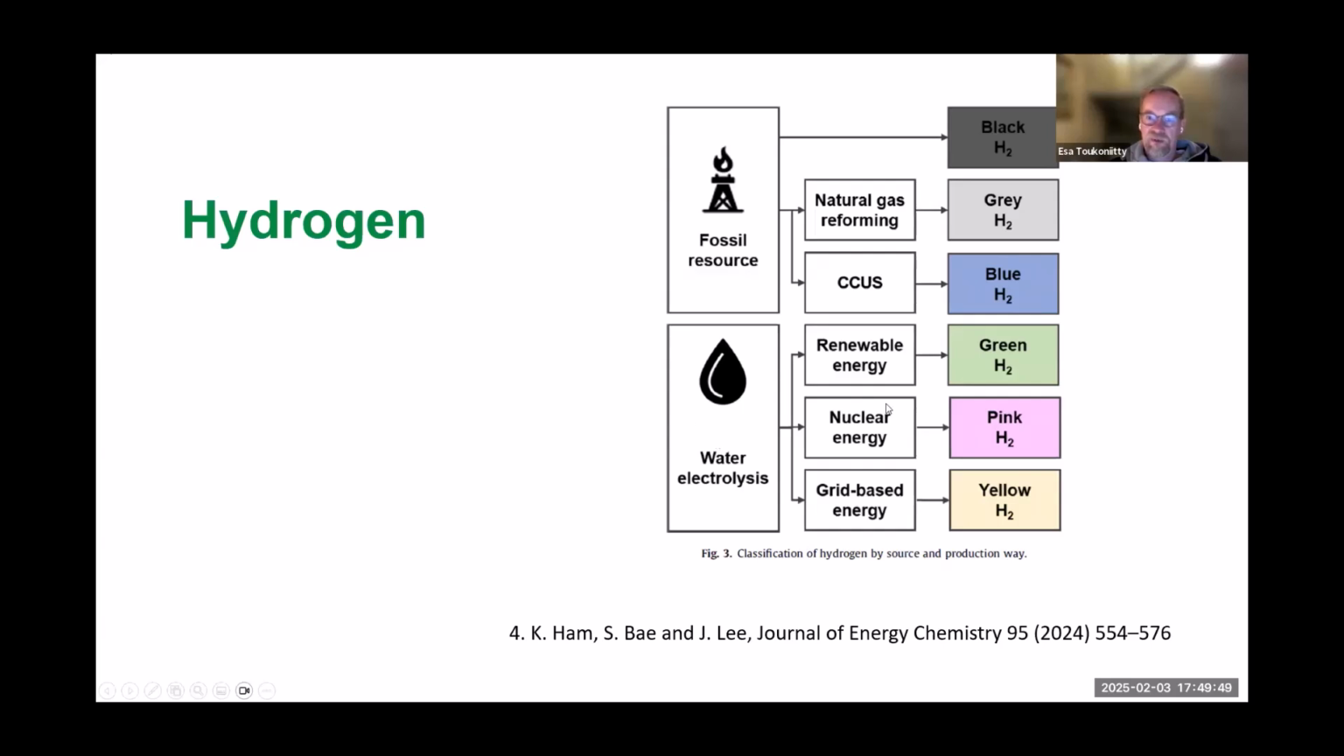Is it water? And what is the energy that has been used for the electrolysis? So basically, green hydrogen, water plus renewable energy. If it's pink hydrogen, it's water plus nuclear energy. If it's yellow, it's grid-based energy or electricity. And here, these black, gray, and blue are utilizing fossil resource as source for the hydrogen molecule.